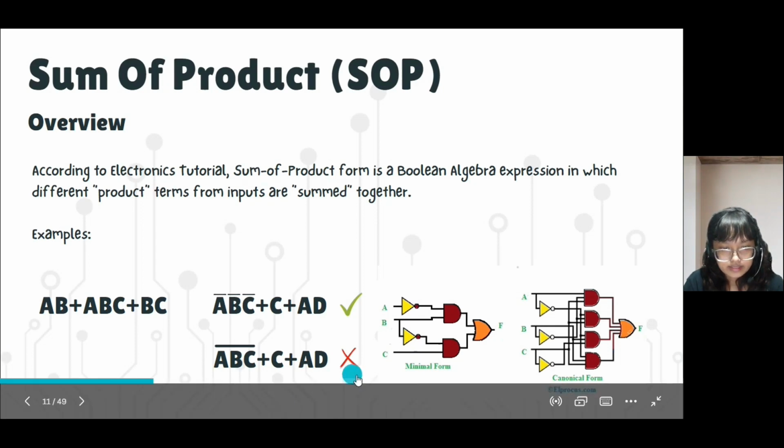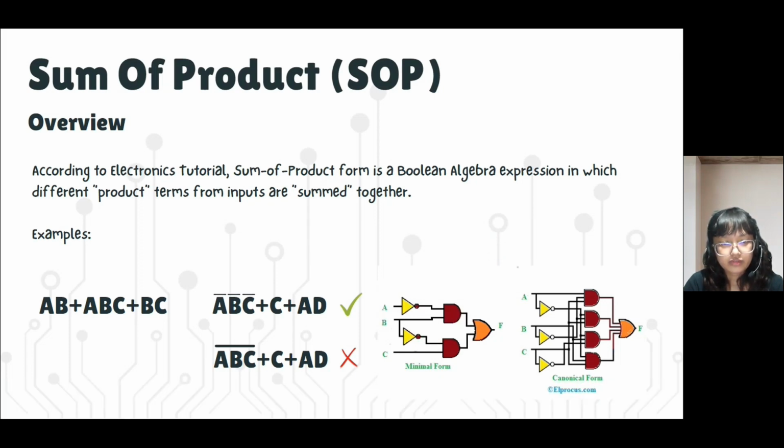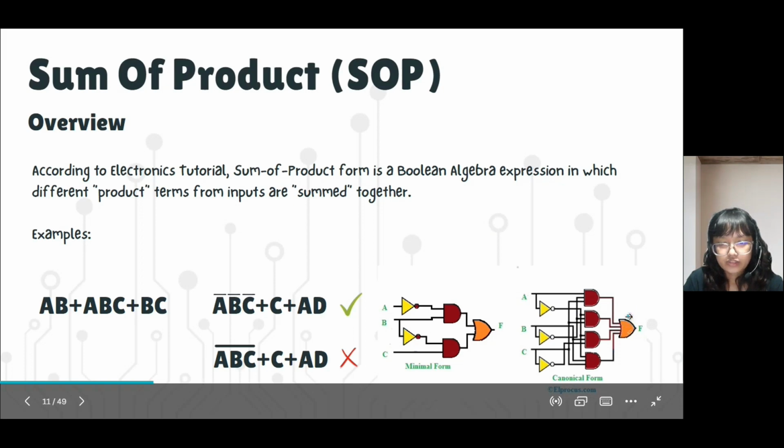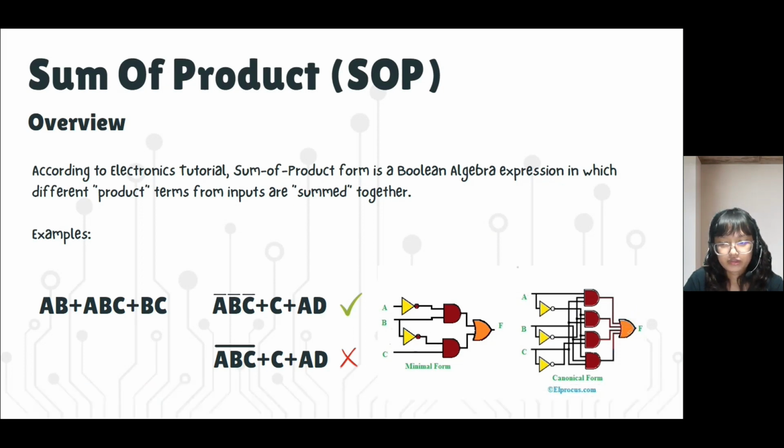Dito sa ilalim, makikita na isang buo yung bar o yung not sa ABC. So, hindi yun pwede. Dapat each term lang ang may not. Tapos, dito sa right side, ito naman yung logic gates for SOP. So, di na tayo mag-dig in dyan. Mag-move na tayo sa K-mapping.